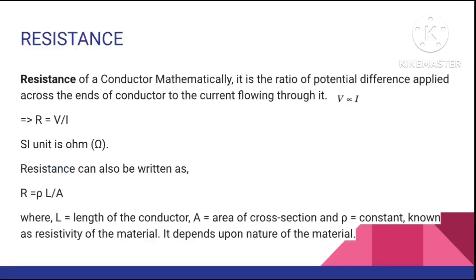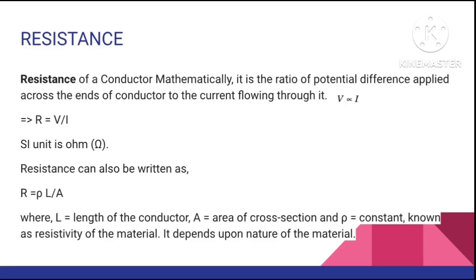When electrons get drifted from one end to the other end of the conductor, there is the production or the arising of the electric current. Whenever we talk about the electric current, there is always a resistance. Resistance in actual is the opposition to the electric current.